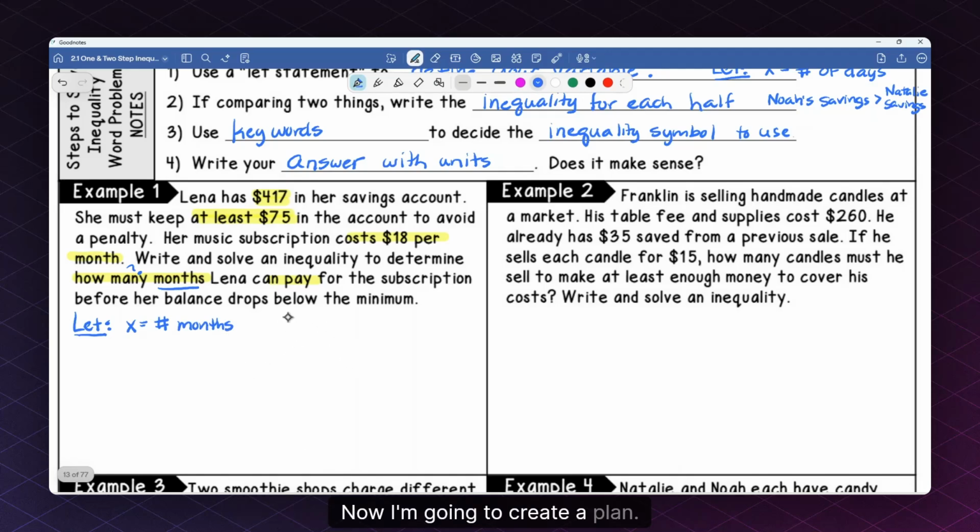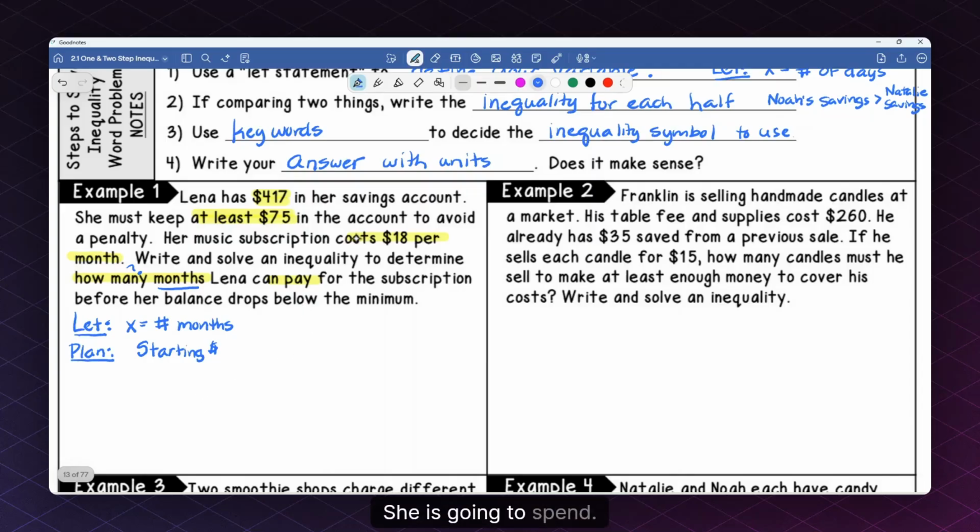Now, I'm going to create a plan. We need a plan for how we're going to do this. So I'm just going to break this down into words to try to help figure out what my plan is. So if we have a starting amount, so this is going to be my starting money.